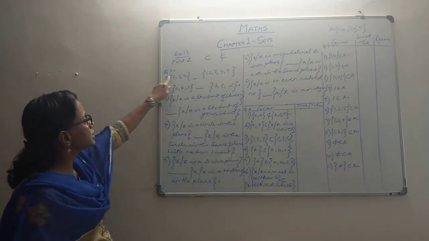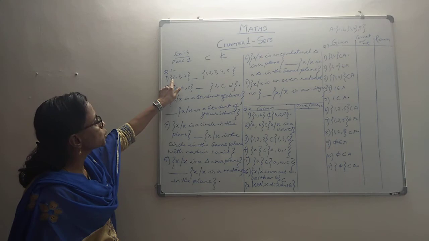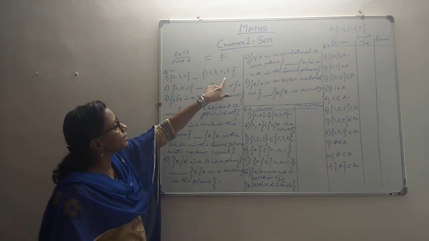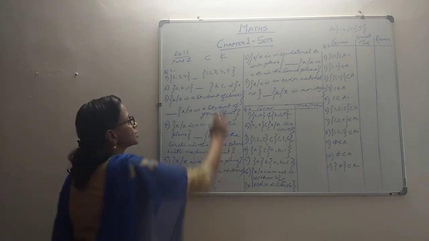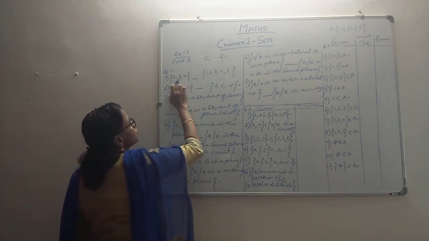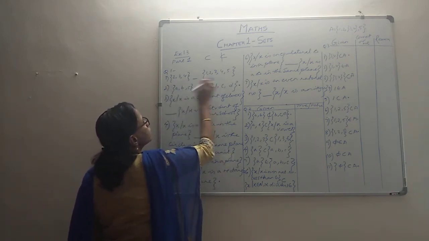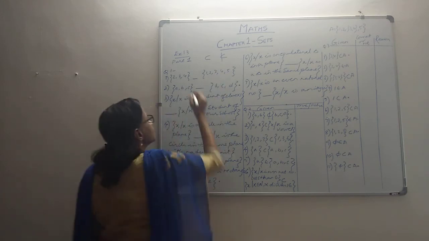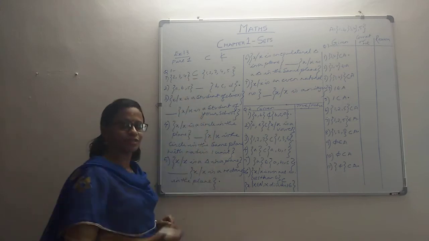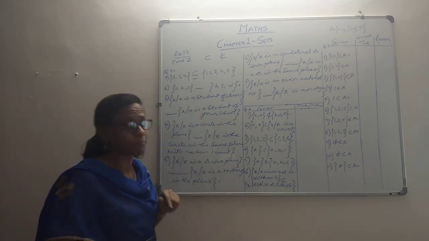In the first subpart we have a set with elements 2, 3, 4 and the set given here has elements 1, 2, 3, 4, 5. We know that this is a bigger set and this is a smaller set. Everything here is there here; 2, 3 and 4 are there. So it is a subset, and we give a symbol like this to say it's a subset.